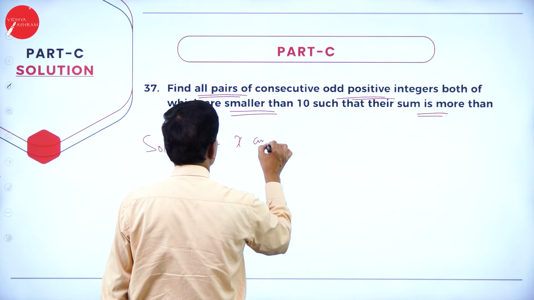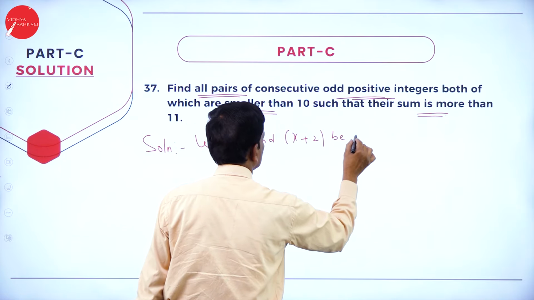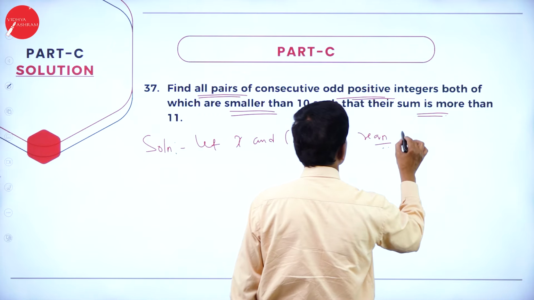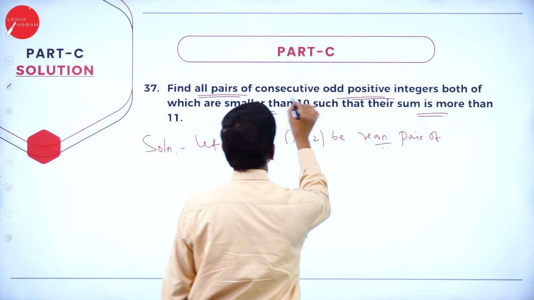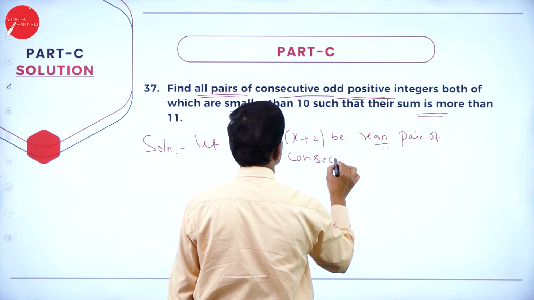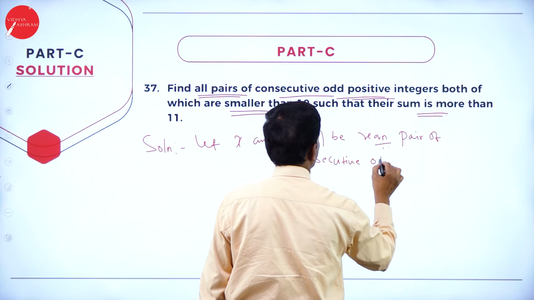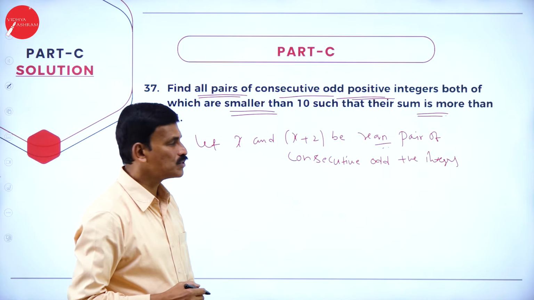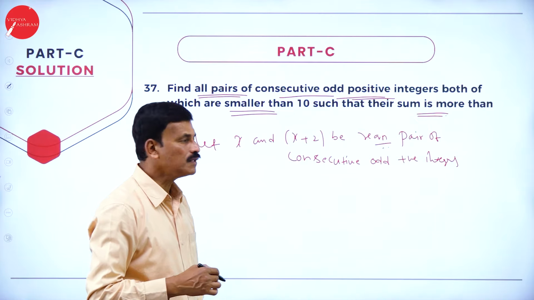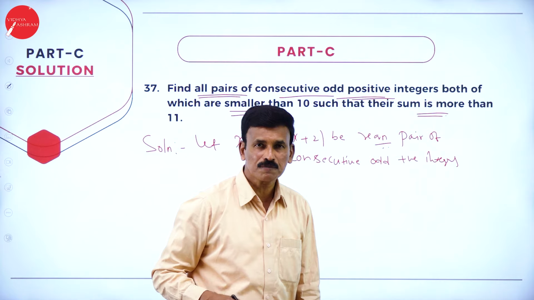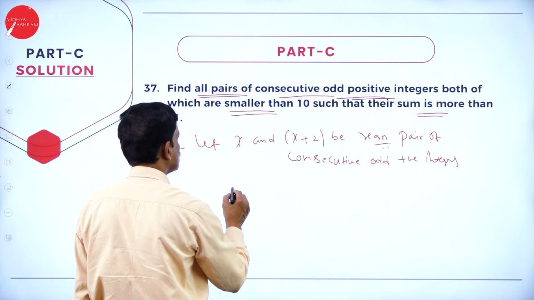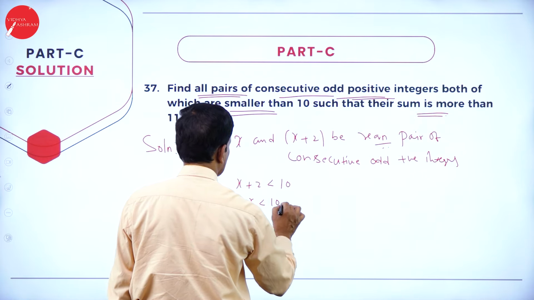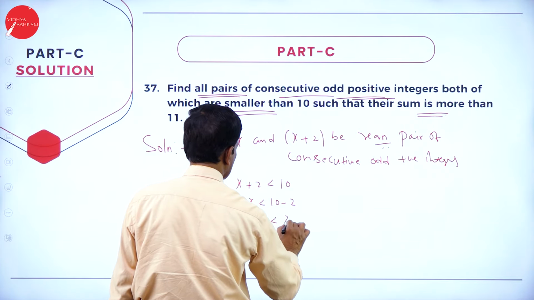Let x and x plus 2 be the required pair of consecutive odd positive integers. Now, what is given here? Both of which are smaller than 10. So that means x plus 2 is less than 10, which implies x is less than 10 minus 2, which implies x is less than 8.